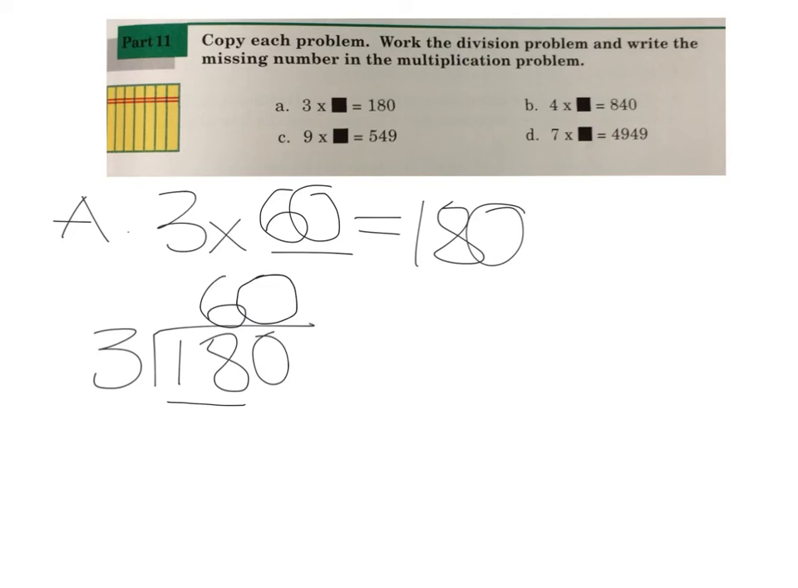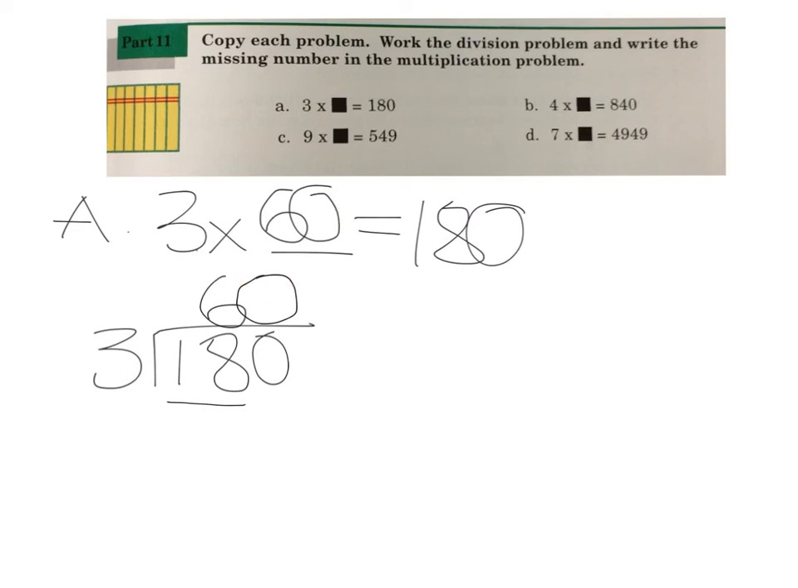Because whether I say 3 times 60 equals 180 is the same thing as if I did 180 divided by 3 equals 60. So it's kind of the same: when you do the multiplication forwards or you do the division the opposite way, the answer for both will be exactly the same.